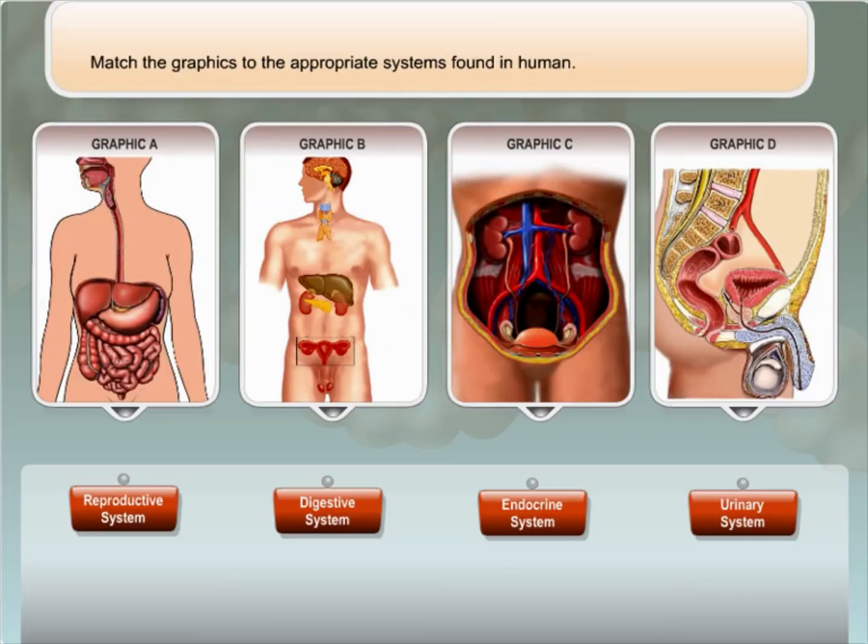Observe the graphics. Match the graphics to the appropriate systems found in human. Excellent! Graphic A shows the digestive system. Graphic B shows endocrine system. Graphic C shows urinary system. And graphic D shows reproductive system.